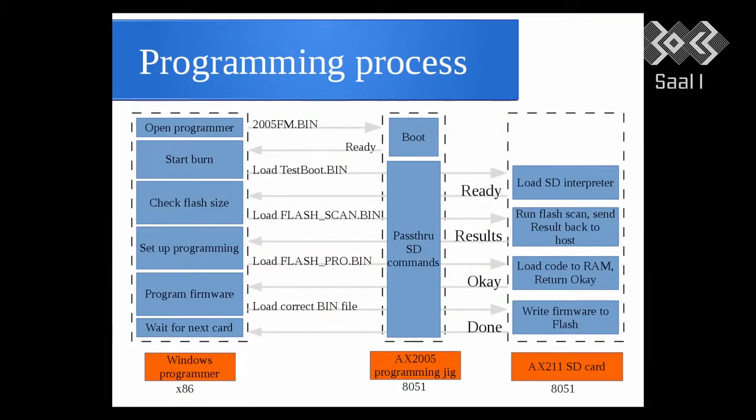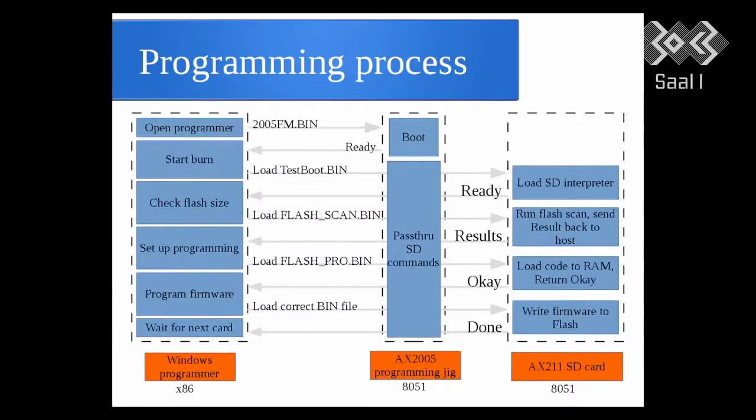Anyway, the actual programming process goes something like this. There are 3 devices involved. There's a Windows programmer. There's what we think is an 8051 programming jig. We never actually saw this device, but by disassembling the Windows programmer, we managed to figure out kind of what this thing does. And then there's the actual AX211 SD card that is under test.